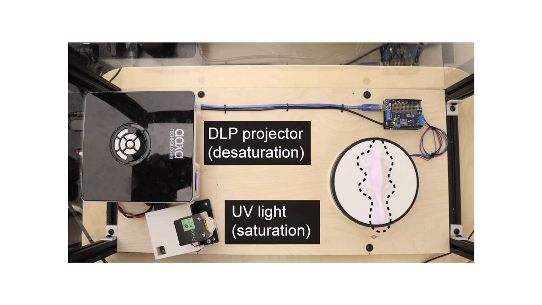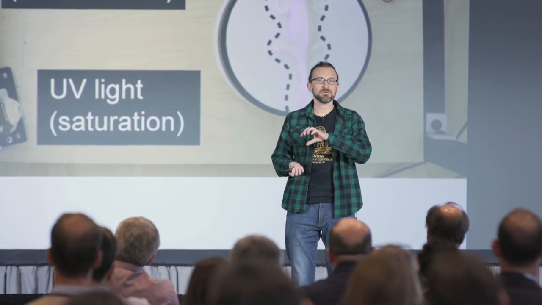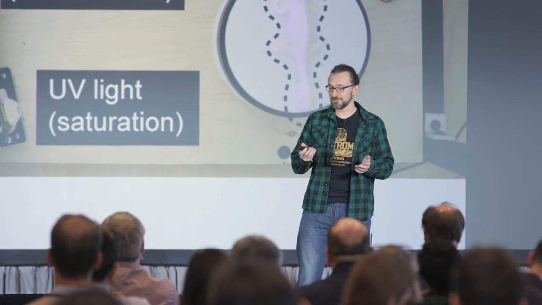Then we have the DLP projector, which is there for desaturating the photochromic dye, deactivating it, and the UV light for activating it. This makes the process reversible. We can activate and increase the saturation with the UV light and deactivate it with the DLP projector.